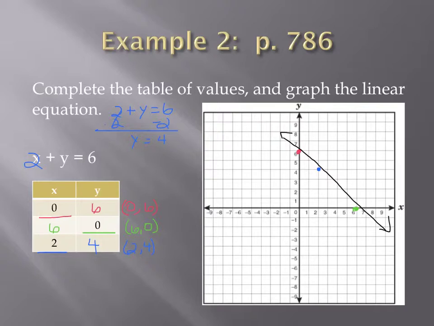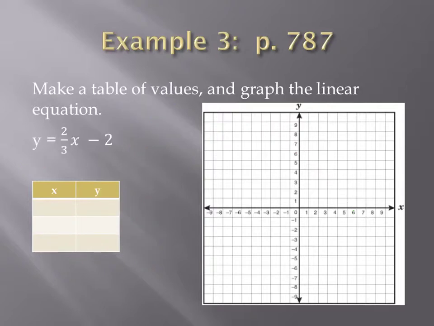Okay, and one way that you can tell that you're doing this correctly in this section, since we're dealing with linear equations, your points should line up to form a straight line. So if you always do 3 or more points, then that'll give you a good way to check that you did it correctly.